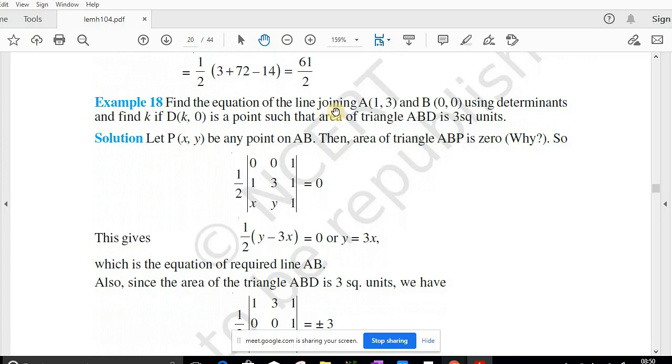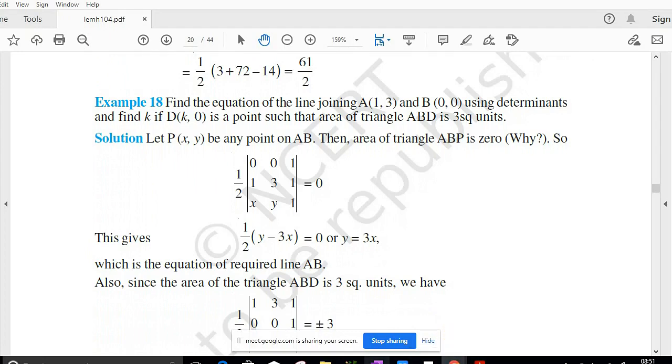Find the equation of the line joining these points (1, 3) and (0, 0) using the determinant, and find k if (k, 0) is a point such that the area of the triangle is 3 square units. Okay, first of all, find the equation of the line joining these points using the determinant. Using it, you have to find the equation of the line.